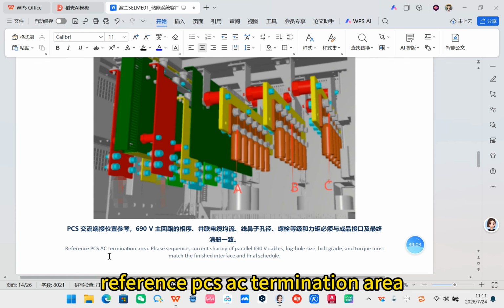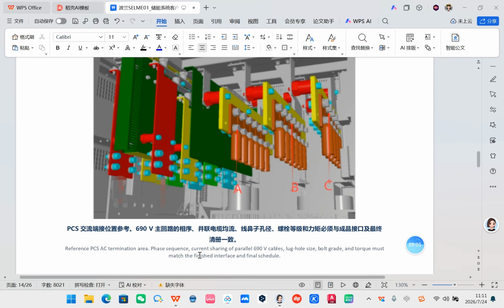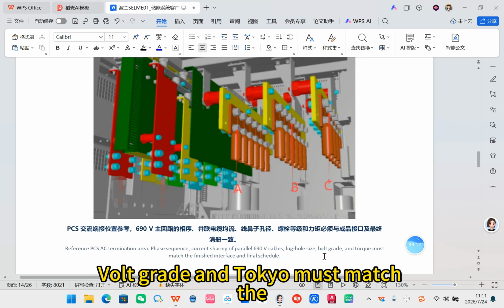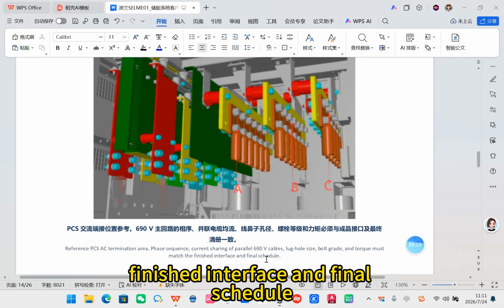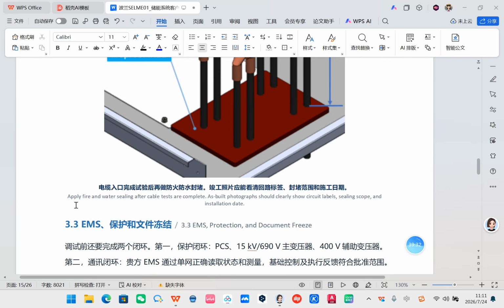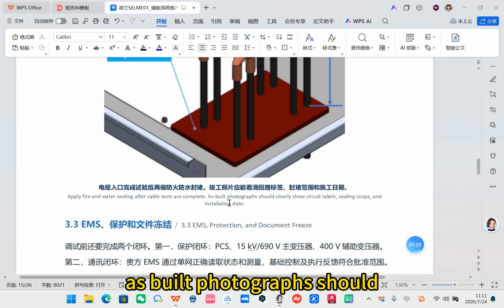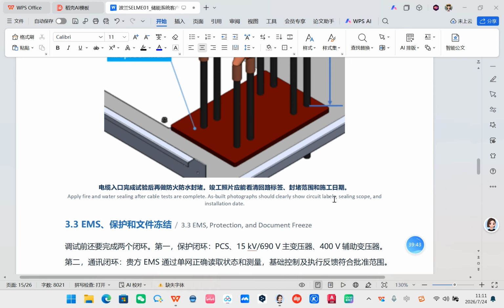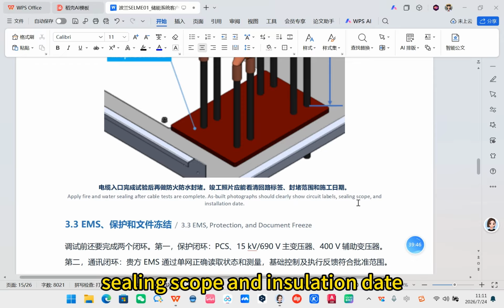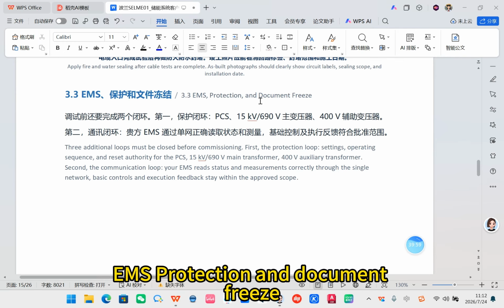Reference PCS AC termination area, phase screens, current sharing of parallel 690V cables. Lug hole size, bolt grade, and torque must match the finished interface and final schedule. Please notice, apply fire and water sealing after cable tests are complete. As-built photographs should clearly show circuit labels. It must be clear. Sealing scope and installation date. EMS protection and document freeze.